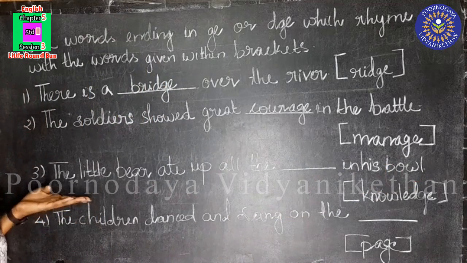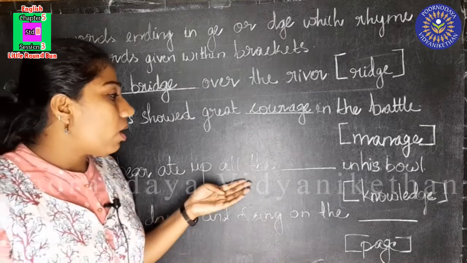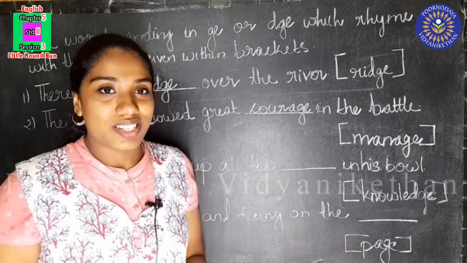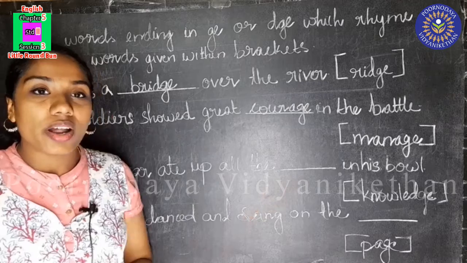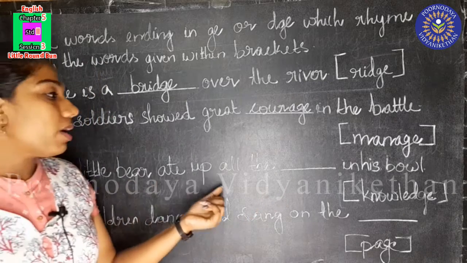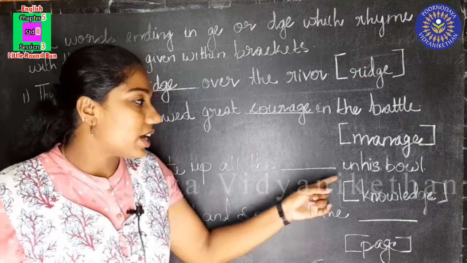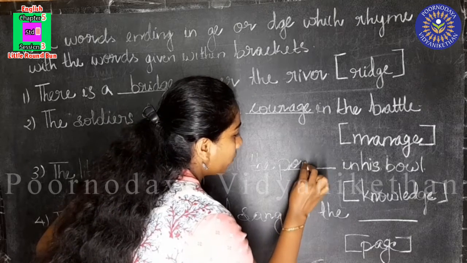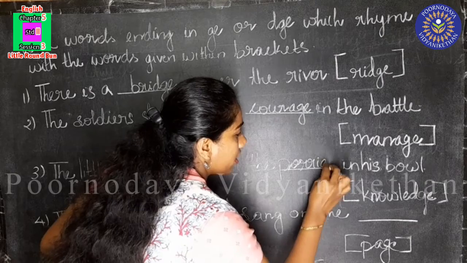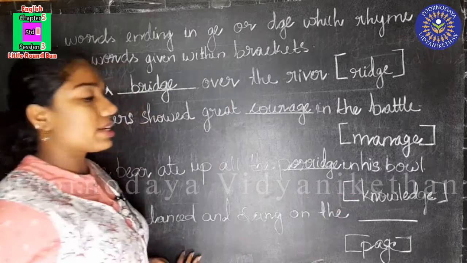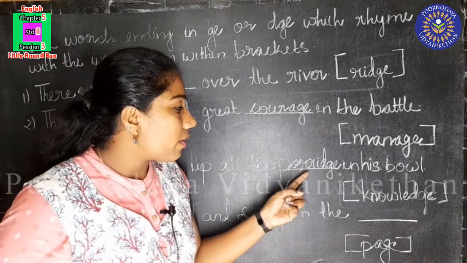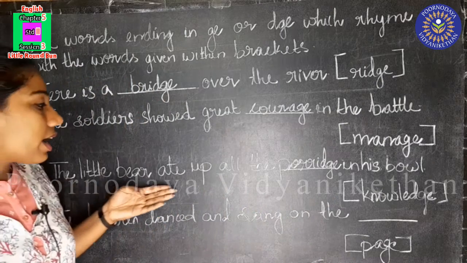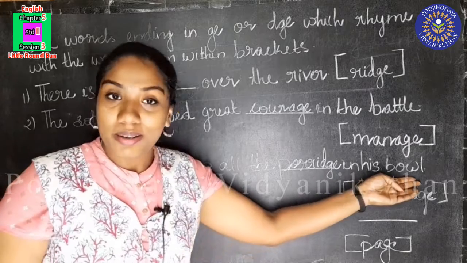And see the third one. The little bear ate up all the dash in his bowl. And here it is given knowledge. So, what is the rhyming word for knowledge? The little bear ate up all the porridge in his bowl. So, we can write here porridge. P-O-R-R-I-D-G-E. What is the spelling of porridge? P-O-R-R-I-D-G-E. So we'll read it like this. The little bear ate up all the porridge in his bowl.